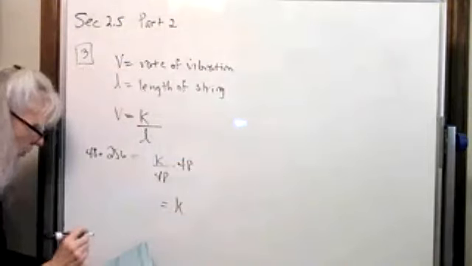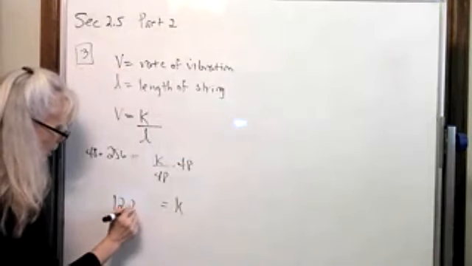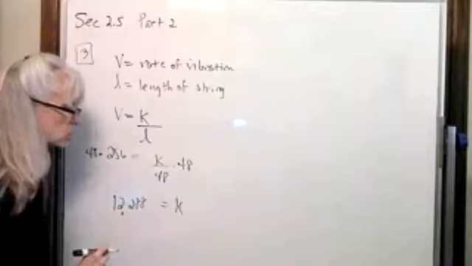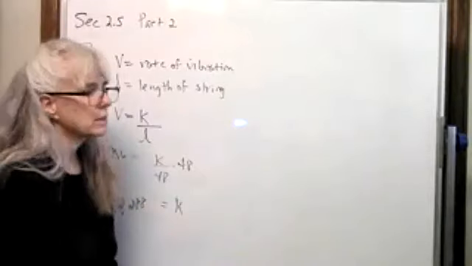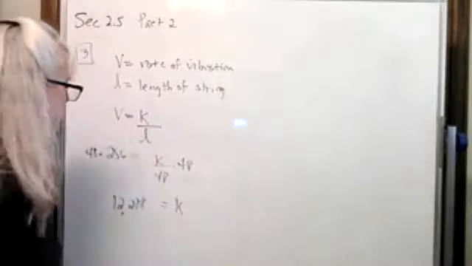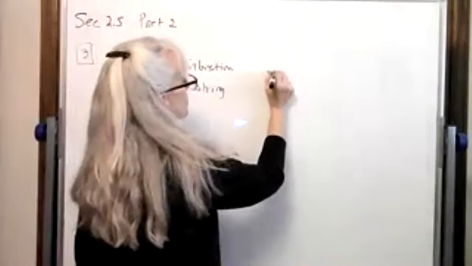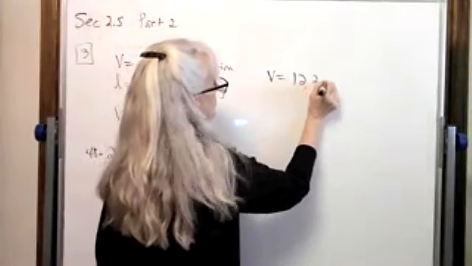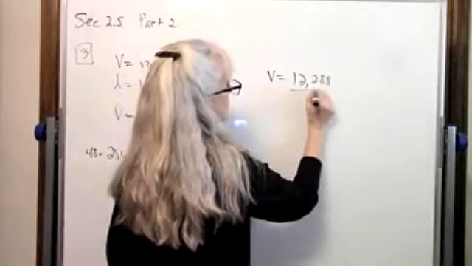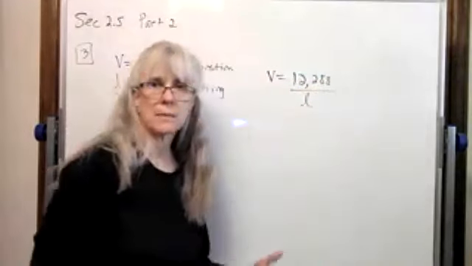It comes out to be 12,288. And again, it's unitless as far as we're concerned. It just works best for our class. So now we have an equation. So V is equal to 12,288 all over L. And in the previous examples, that's where we stopped.